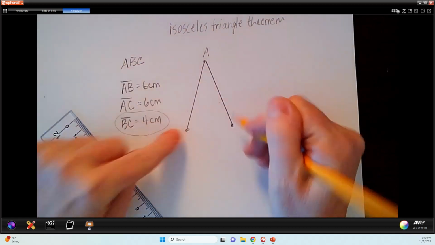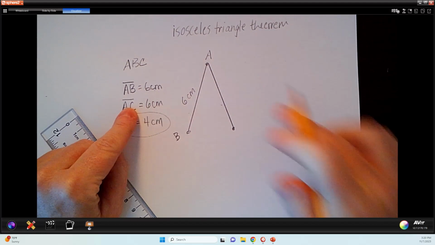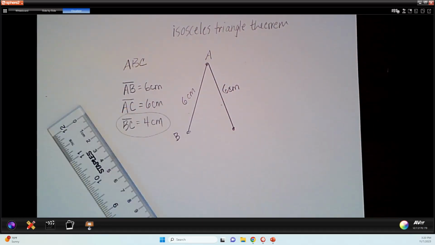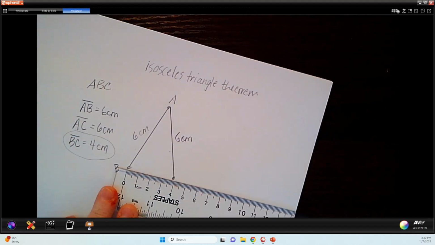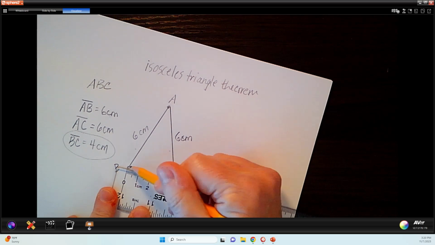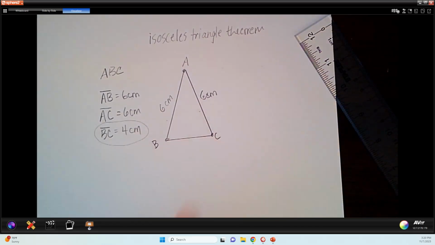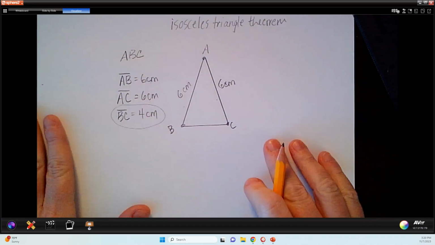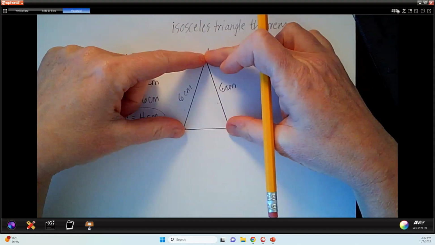Okay, so A to B is 6 centimeters. Notice I'm labeling. A to C is 6 centimeters. This is like the one we did in class. Now, the bottom, the base for BC, I think is 4. Yep, pretty close. Okay, so look at that. That's 4. That's what I estimated it would be. This is the one we used in our practice. Okay, so I've just constructed an isosceles triangle. I know it's an isosceles triangle because the sides are equivalent. They're the same. These are congruent.